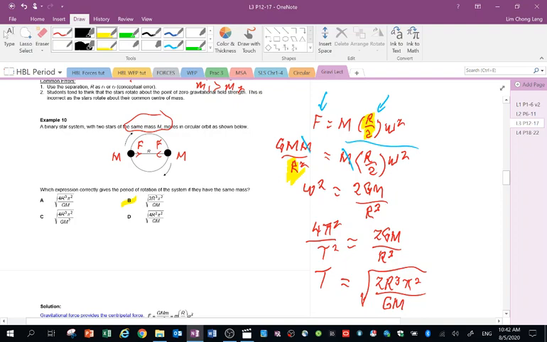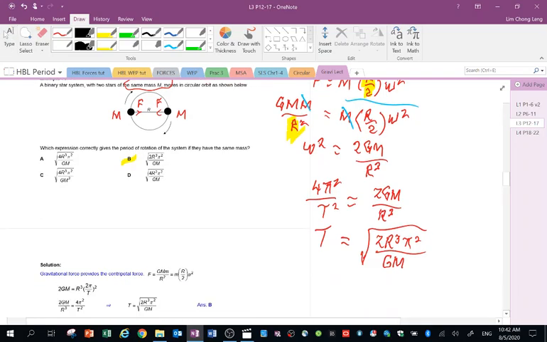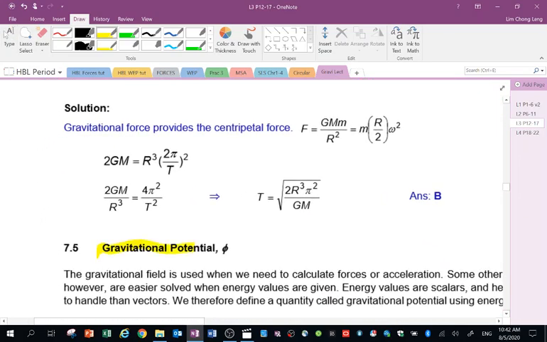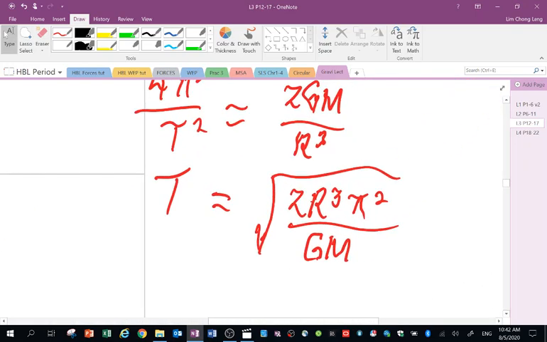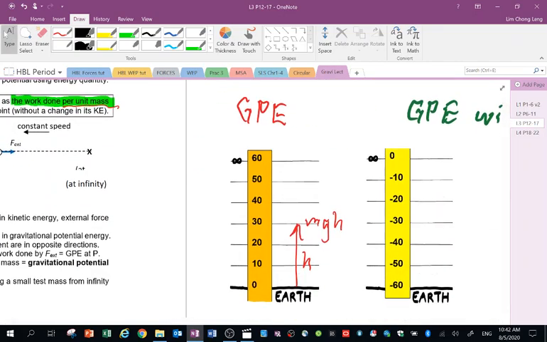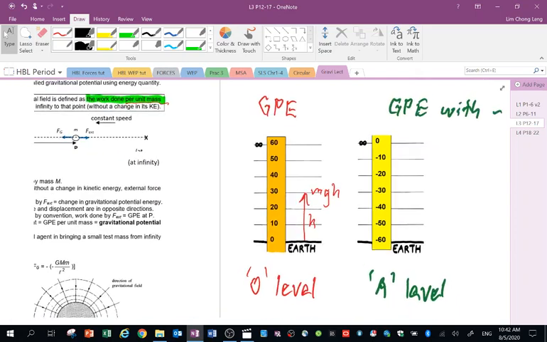Now I'm going to move on to something more challenging called the gravitational potential. Look at this gravitational potential. This is something challenging but manageable. Before I explain what gravitational potential is, I want to connect this to your previous knowledge on gravitational potential energy. Okay, at O level, this is what you learn.